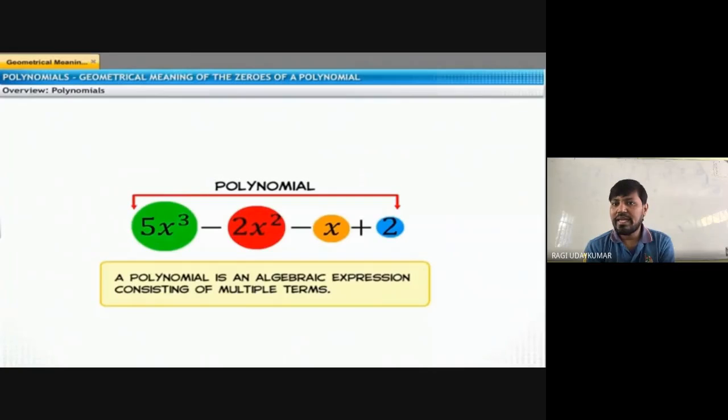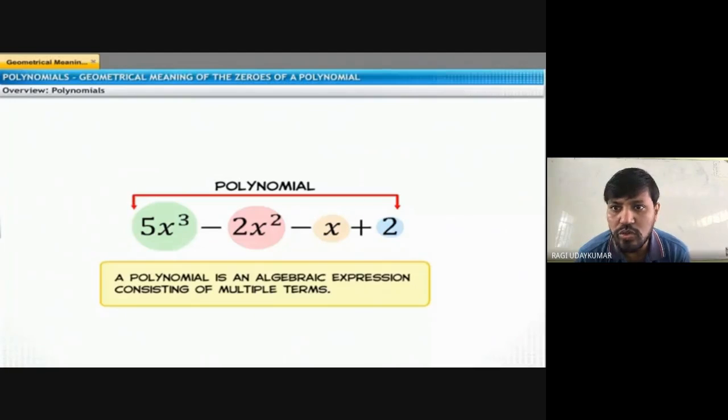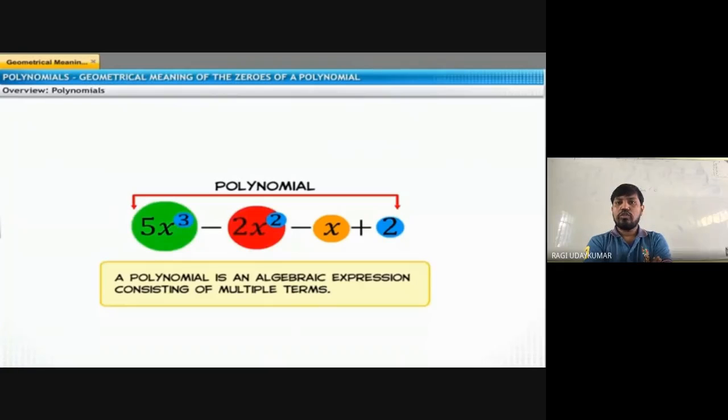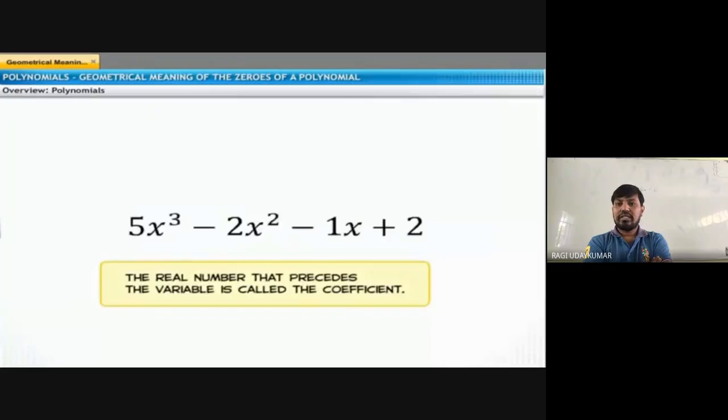Polynomial is an algebraic expression. 2. 2 is the degree. No, sir, 3 is the degree. 3 is the degree of the polynomial. So here the powers should be non-negative. So the real number that precedes the variable is called coefficient.